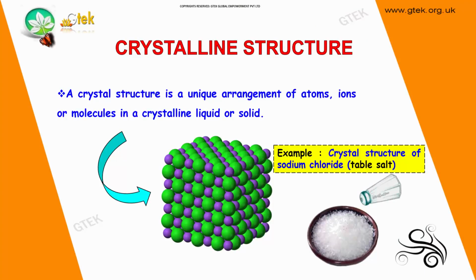Now we'll talk about crystalline structure. A crystalline structure is a unique arrangement of atoms. Ions are arranged in a crystalline liquid or solid. So this is the crystalline structure of sodium chloride. That's table salt.